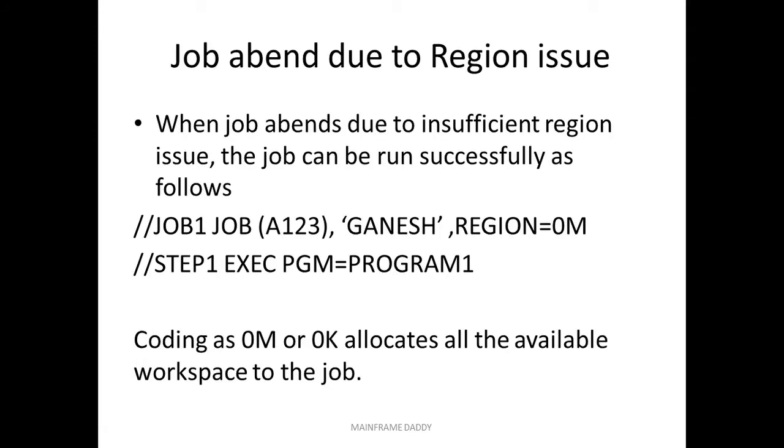So next is an example for job abandon due to region issue. Whenever a job abandons due to insufficient region, the job can be run successfully as follows. We can specify region equal to 0m. If we specify region equal to 0m or region equal to 0k, it will allocate all the available workspace to the job. So after specifying region equal to 0k or 0m, if we restart, the job will run successfully.